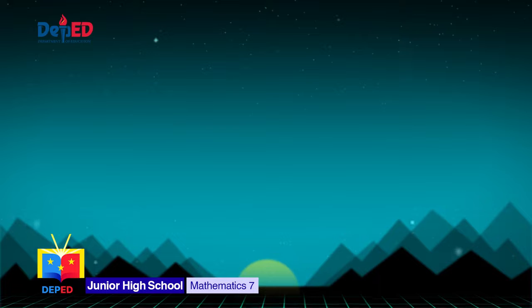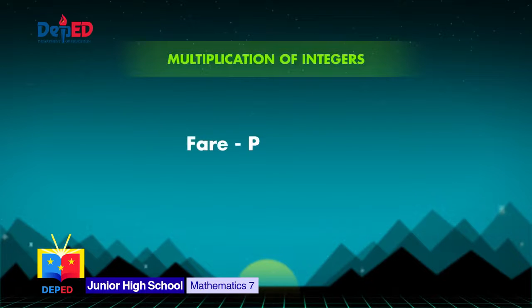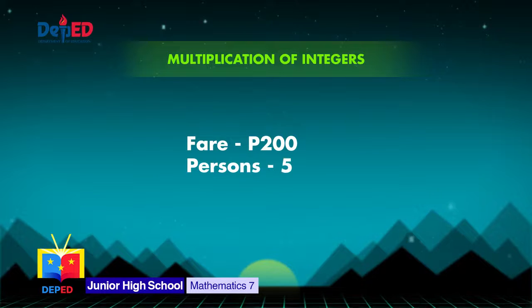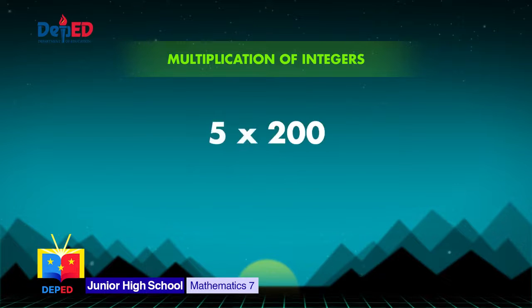Anyways, if the fare from Manila to Tagaytay is 200 pesos, and we are 5 people in our group, what operation do you think should we perform on these integers to know how much we will pay? That's right! Multiplication. We need to multiply the two integers. So that will be 5 times 200, which will result to 1,000 pesos.